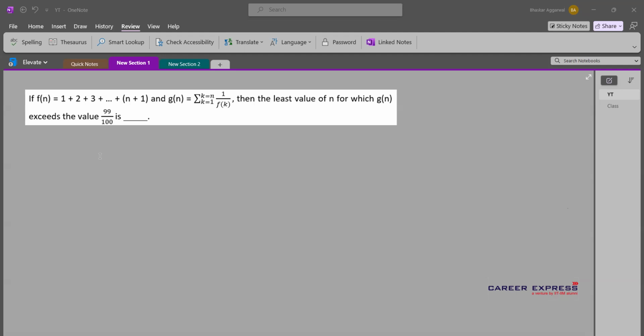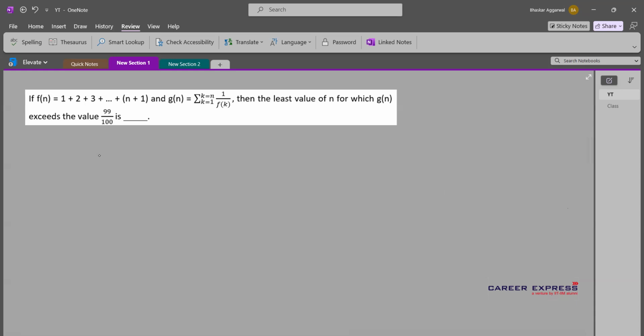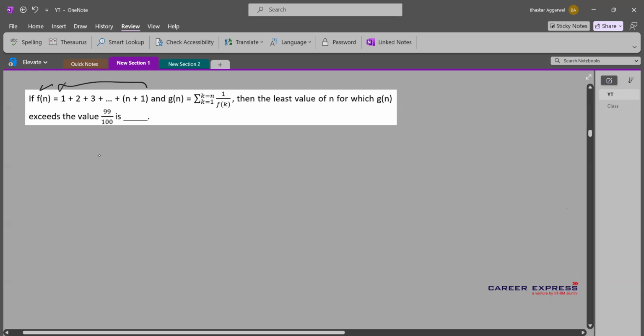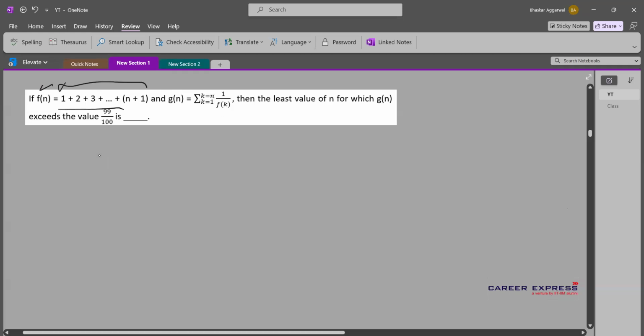This is a question from IPM Indore 2023 QASA section. So this is a question from series. We are given a series where fn is the sum of all the integers from 1 to n plus 1. Then there is another function gn which uses fn, and this symbol sigma means summation of all the values of 1 upon fn from 1 to n.